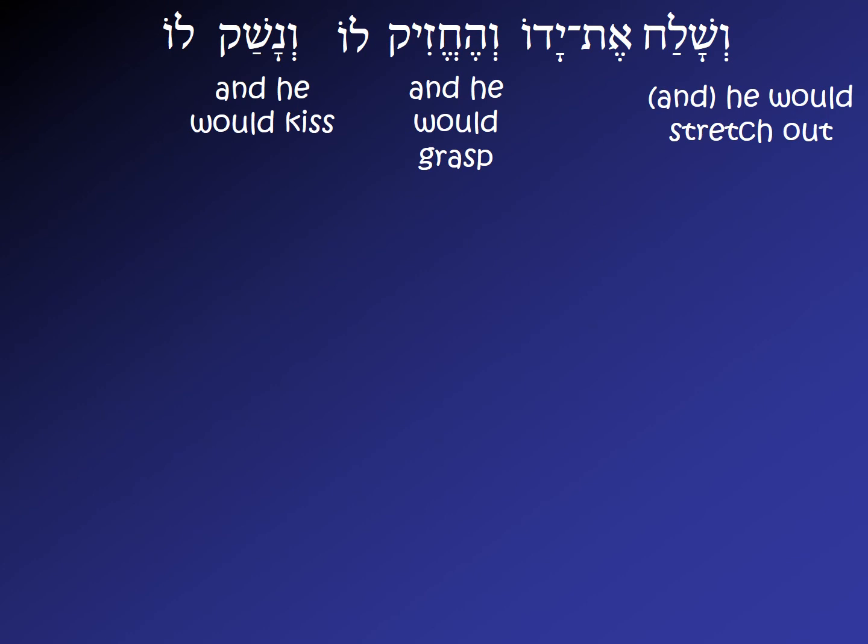So if we look at this whole phrase, veshalach et yado, vehechezik lo, venashak lo, then we can fill in these missing words. So et yado is simply direct object marker, his hand. Veshalach et yado, he would stretch out his hand. Then vehechezik lo, here we have lo. This is marking the direct object of the verb chazak. Some verbs will take lamed as an indicator of their direct object. So probably vehechezik lo, he would grasp him, or he would strengthen him. We have the same thing happening here. Lo is marking the direct object of nashak, so and he would kiss him.